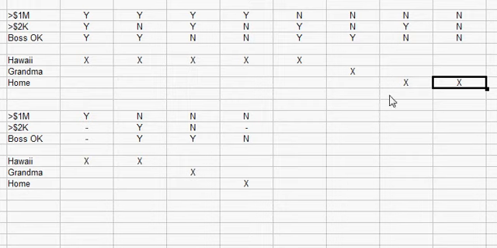This one simplifies quite nicely because of the condition that if you're a millionaire, you're going to Hawaii no matter what.